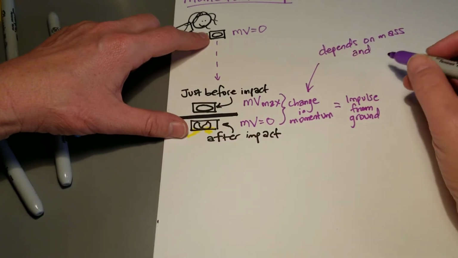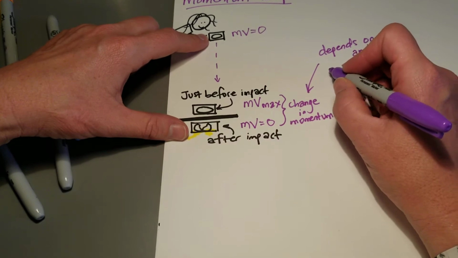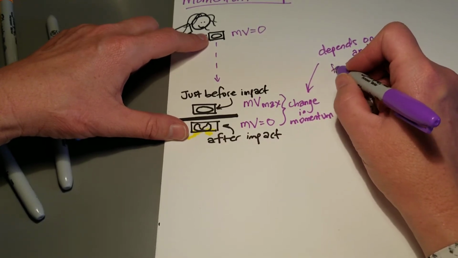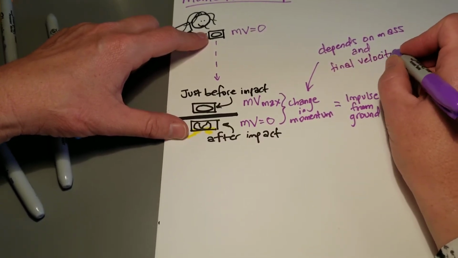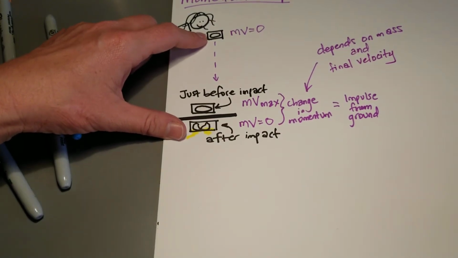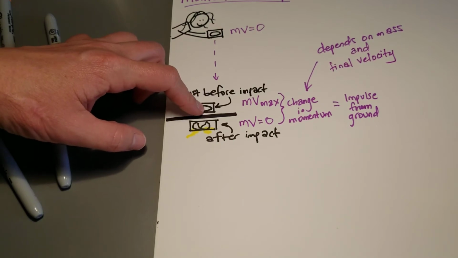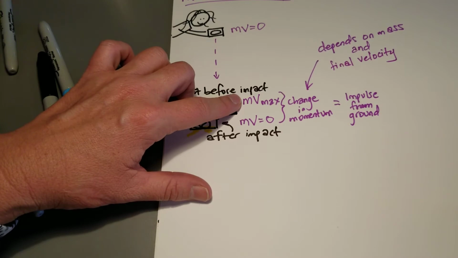So the change in momentum will depend on the mass, and it's also going to depend on your final velocity that you achieve. And this is where the parachute comes into play. If you have opted to use a parachute and you've kept your velocity very low right when it hits the ground, then your momentum, the maximum momentum, is not going to be very large.